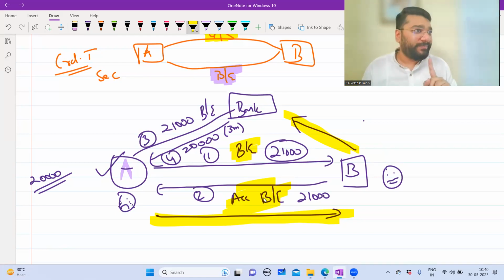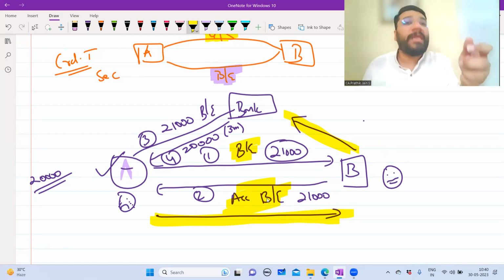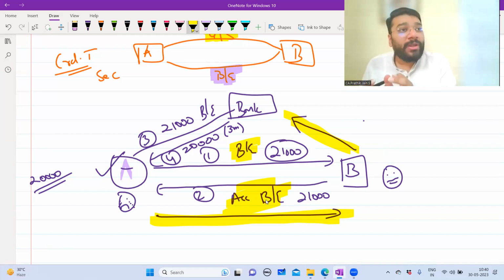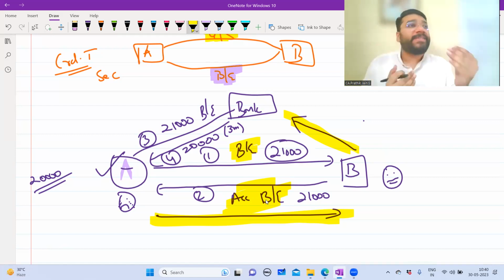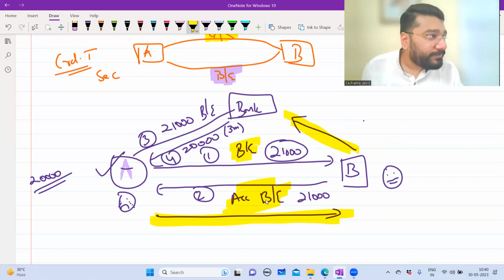Here, the only intention to execute a bill of exchange was to help one person or to help each other. Helping of each other or helping of one person by another person is called accommodation. Accommodation means to help. Accommodation of bill means we are using bill as a tool to help one person or to help each other. That is called accommodation of bill.